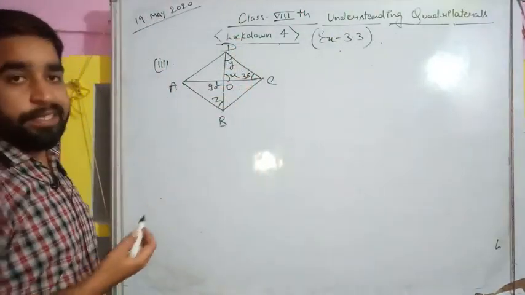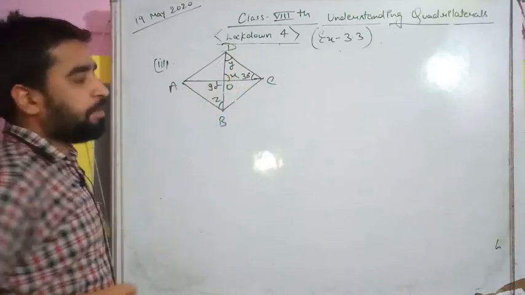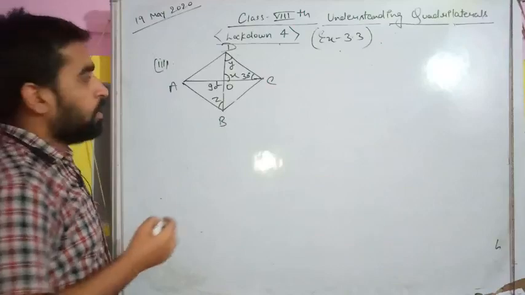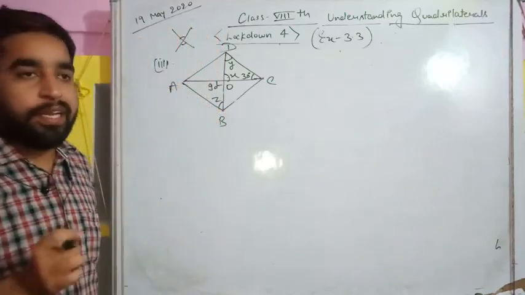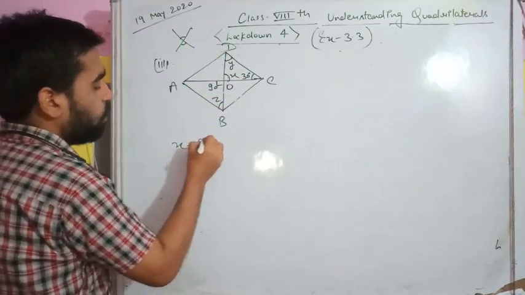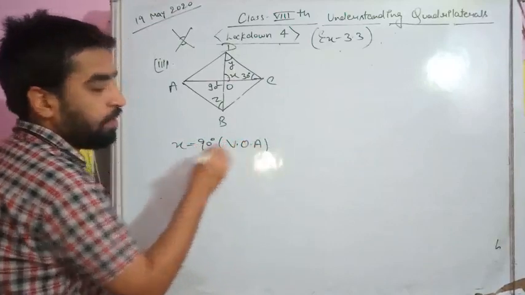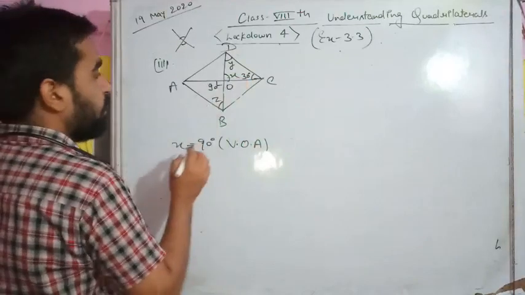Now students, if this angle is 90 degree, this angle is 90 degree, what will be the measure of this angle? No doubt these two angles will be equal. If you remember, which kind of angles are these two? Vertically opposite angles. So if this angle is 90, x will be equal to 90 degree by vertically opposite angles. Write it fully. I have written in short, vertically opposite angles. So students, x we have calculated.